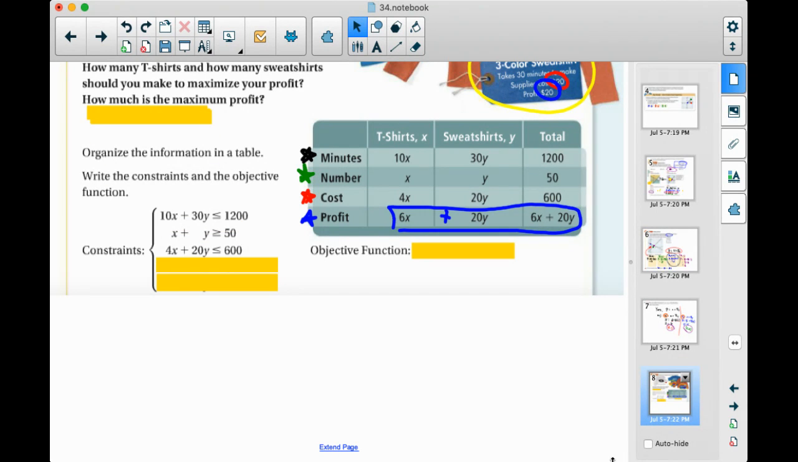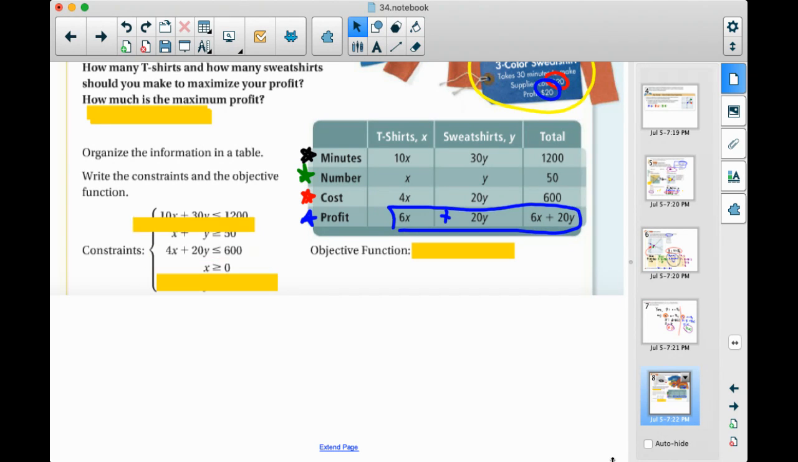The next one, 4x plus 20y. All right, that's how much it costs me to make that. It costs me $4 to make a t-shirt. It costs me $20 to make a sweatshirt, and it has to be less than or equal to $600. I don't want to spend more than $600 to make my product. All right, otherwise I won't have too much of a profit.